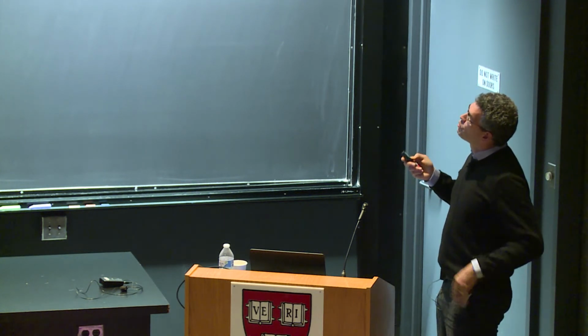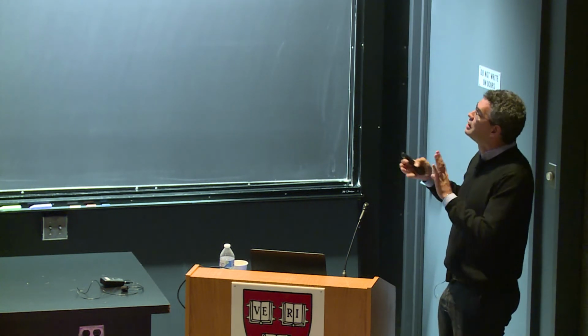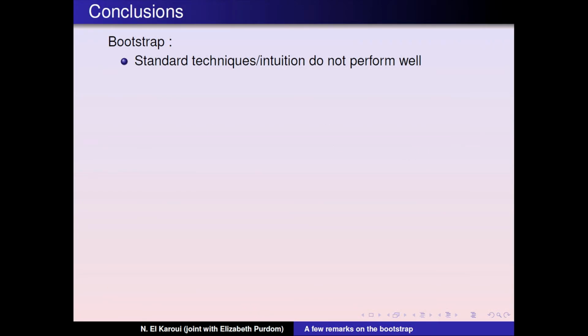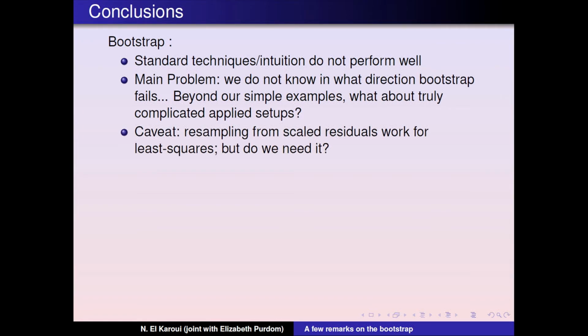All right. We can do some theory in simple cases. I'm not going to talk about this. Essentially, with enough assumptions, and if the problem is trivial, then you can bootstrap, but then you also can do standard theory, and you don't need the bootstrap. So the conclusion is that the standard techniques, the intuition, the soft knowledge is really for low-dimensional asymptopia. Okay, it doesn't perform well in not very hard, but just a little bit harder problems. The main problem, I think, is when things are conservative, it's not that much of a problem for practitioners. But here we don't know how the bootstrap fails. Okay, and we have no clue how things are going to happen in truly complicated applied setups.